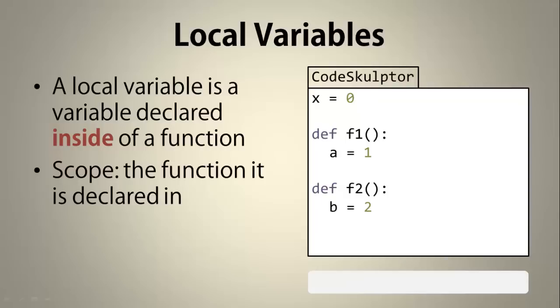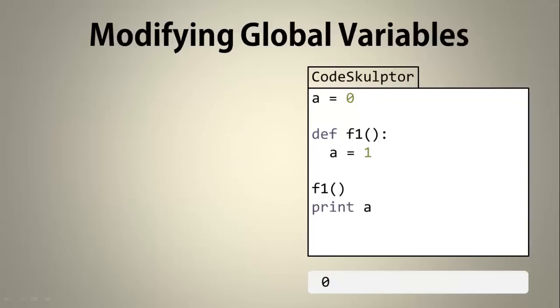I now modified our code so that there's one global variable x and two functions f1 and f2 with one local variable each, a and b respectively. The scope of the variable a is the function f1, so if we try to call a outside both the functions or in function f2, we would get an error. I mentioned before that you can access and modify global variables anywhere inside your program, so let's try that. You probably know from lecture what happens. 0 is printed, not 1, so why couldn't we modify our variable a?